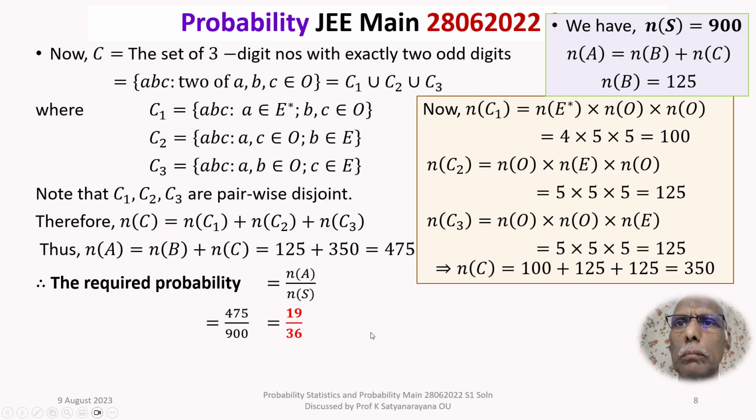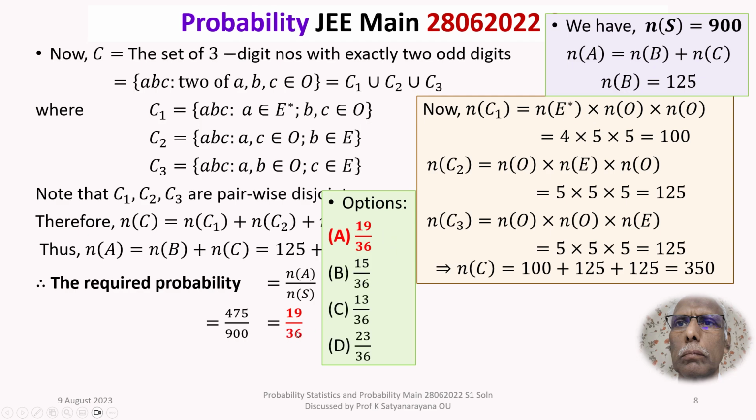So, let's look at our options. Our answer 19 by 36, that is the required probability, appears against option A. Therefore, the answer to this question is option A.